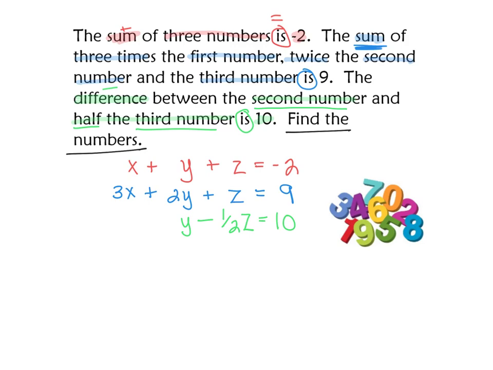So once I have all 3 of these written, I can write it as a matrix that I can then put into my calculator. For the first one I have 1x, 1y, 1z, -2. For the second equation I have 3x, 2y, 1z, 9. For the third equation I have 0x, 1y, -1/2 z, and 10.